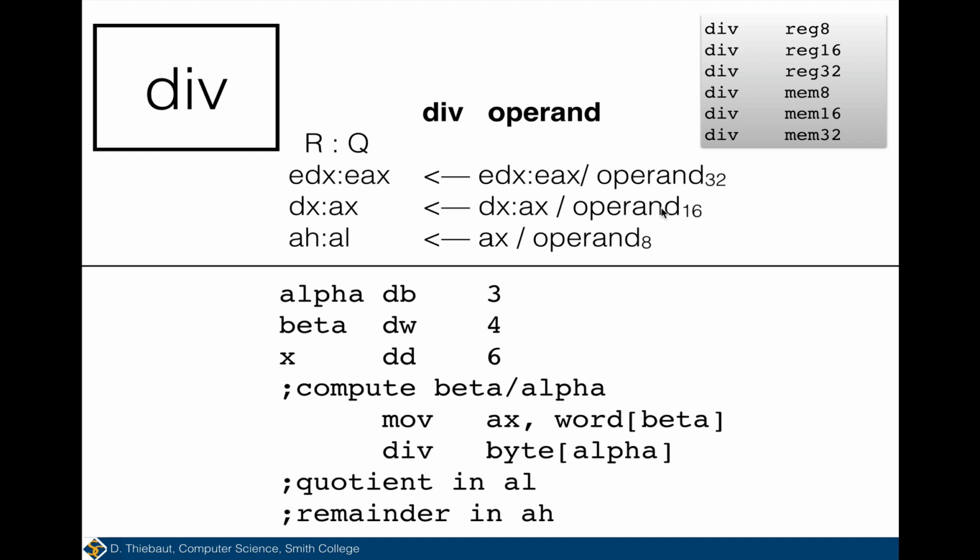If you have an operand that is 16 bits only, you have to put what you're dividing by this operand into AX for the lower part and DX for the upper part. And the result, the quotient will be in AX, the remainder will be in DX. If you want to divide by an 8-bit value, then you put the other operand in AX, which is a 16-bit register. And then the remainder will be in AH and the quotient in AL.